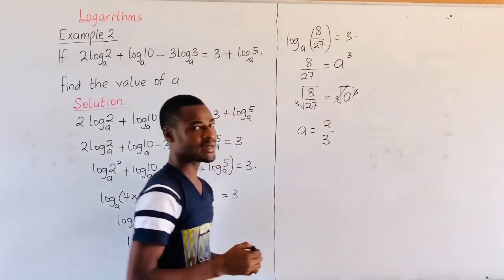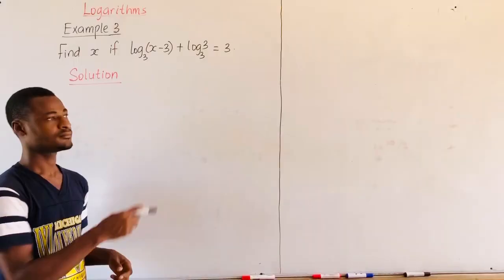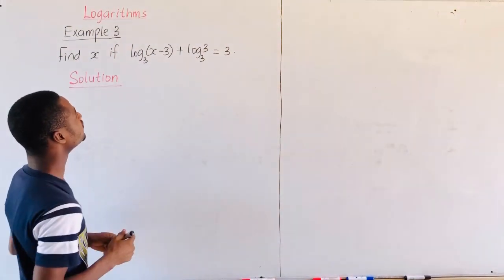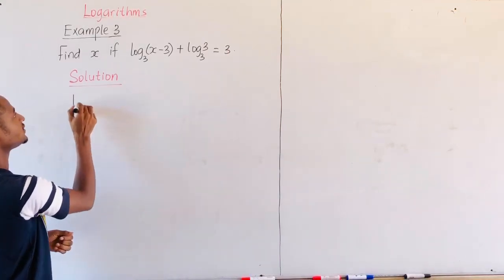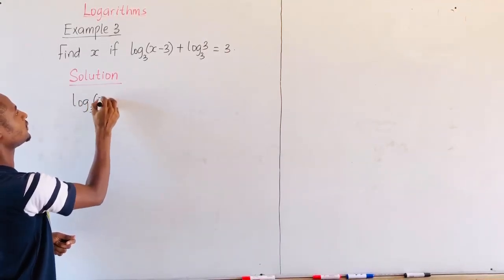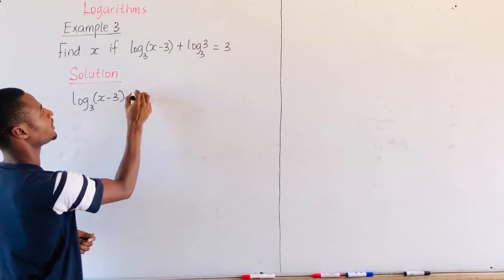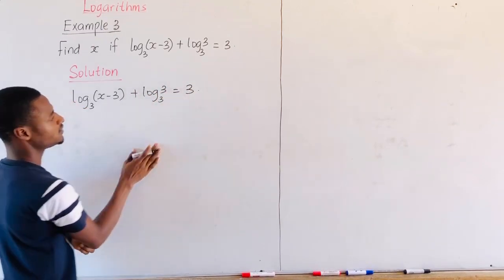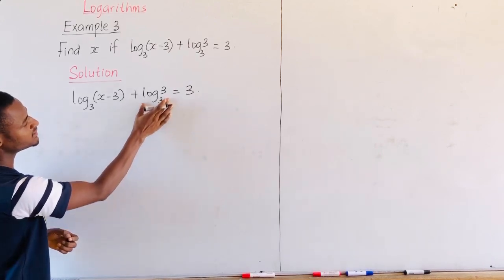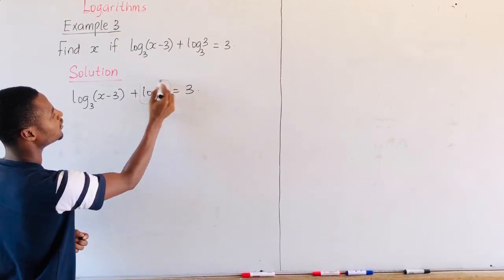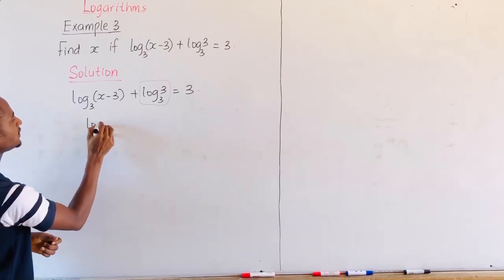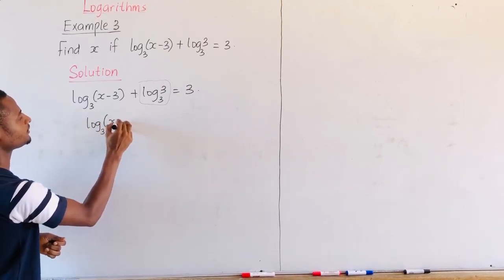Let's take another example. Find x given this equation. Using the properties of log, we know that the log of a number to the base of the same number is 1.